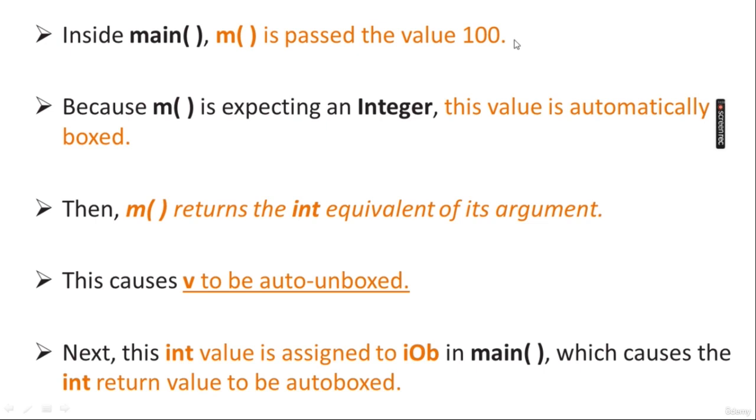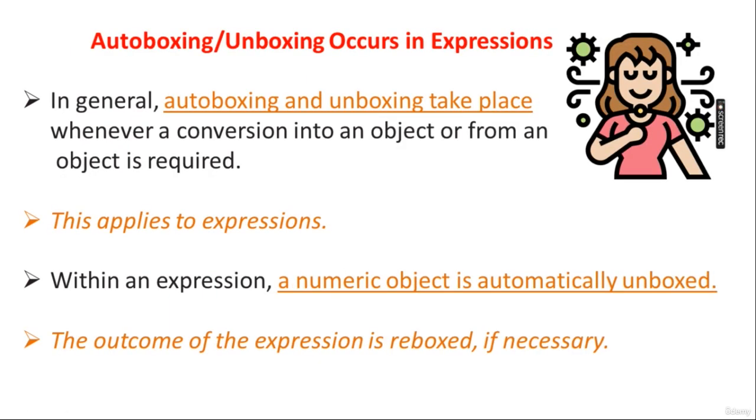Inside main, m is passed the value 100, which is not of the Integer wrapper class. It is only a simple integer value. Because m is expecting an Integer, this value is automatically boxed to the wrapper class Integer. Then m is returning the integer equivalent. Okay, so how is it returning? It has to be auto unboxed, your wrapper class value automatically unboxed. This int value is assigned to the I object, which is again the wrapper class, which causes the integer return value to be unboxed, then autoboxed.